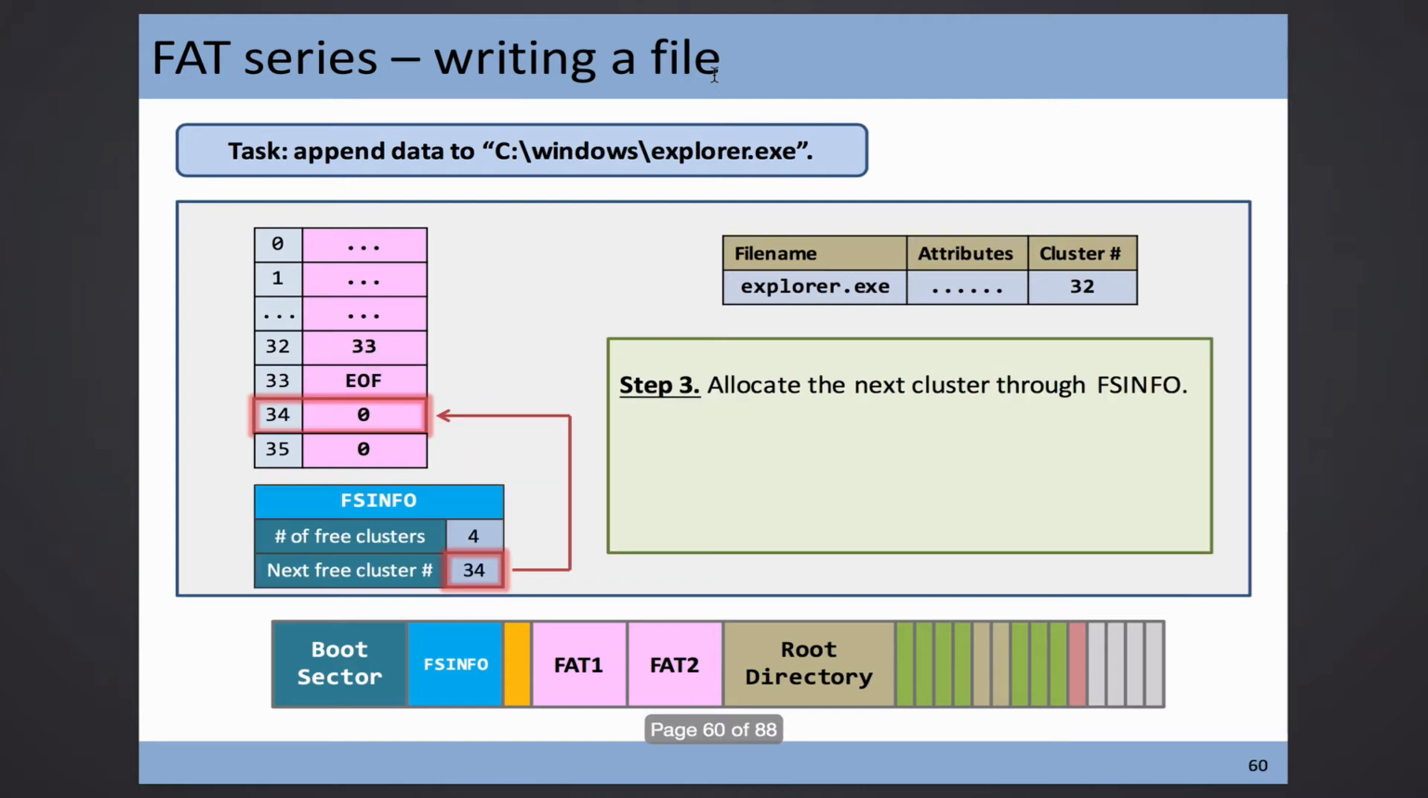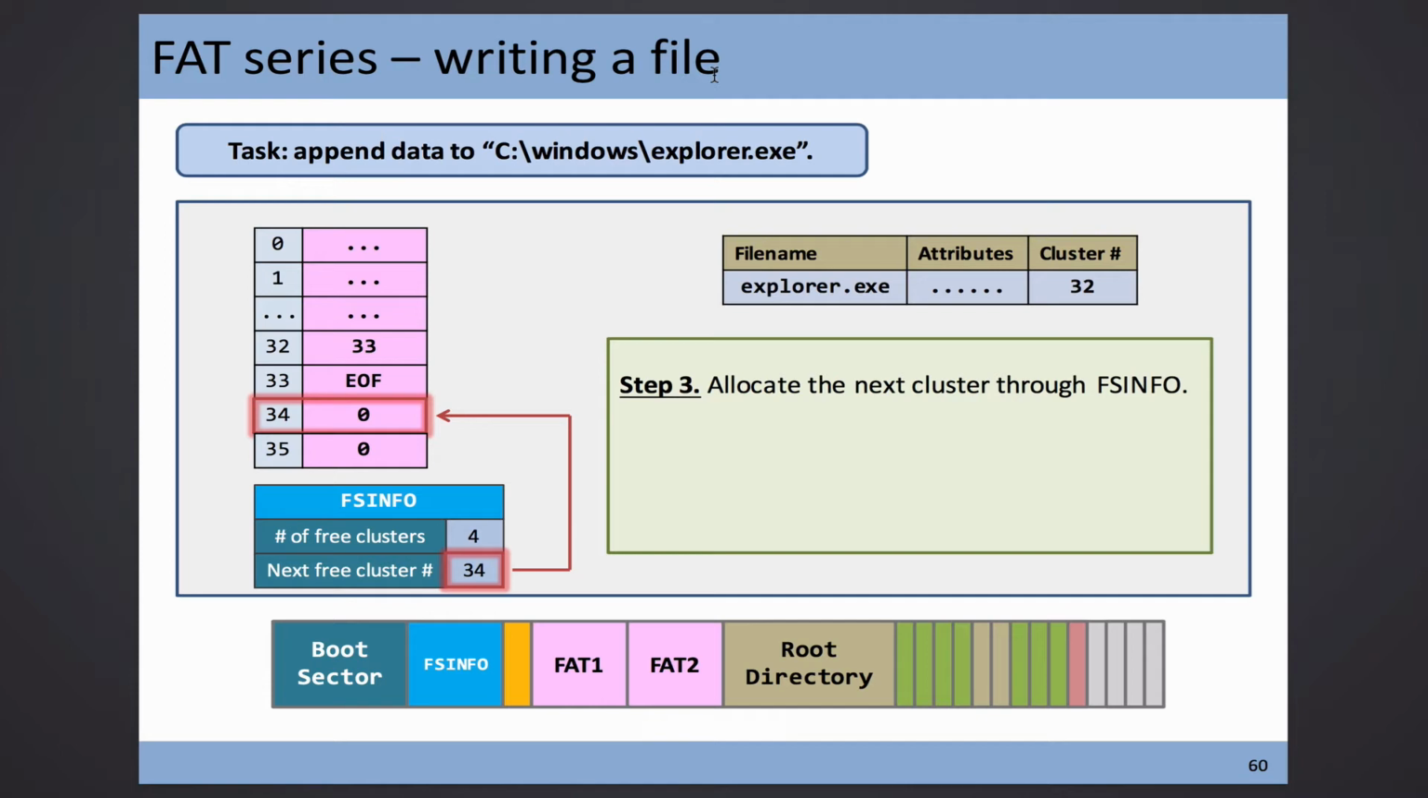And this data saves two important pieces of information: how many free clusters are in your system, as well as what is the next available free cluster that the system thinks you should use. So later on, I will tell you why we need to save this. So let's continue the journey.